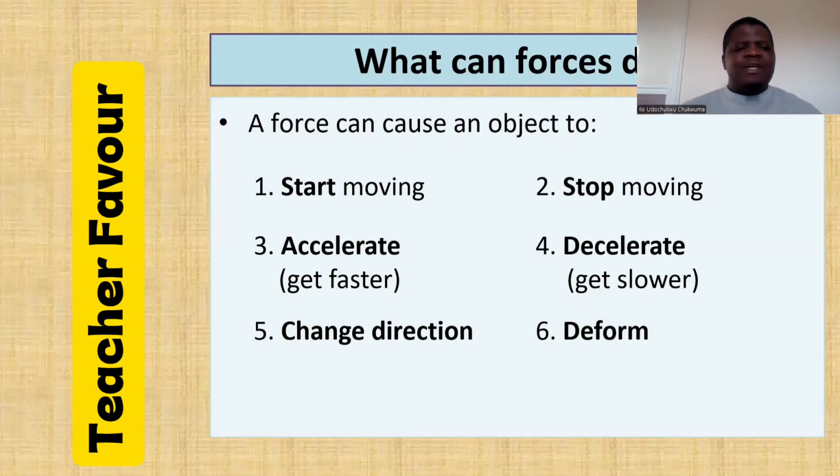And number 5, a force can make an object change direction. That is, an object that is moving in a straight direction, when it encounters a force, it can have a change in direction. And number 6, a force can deform an object. A force can change the shape of an object. So in summary, we have 6 effects of forces, or 6 things that force can do.